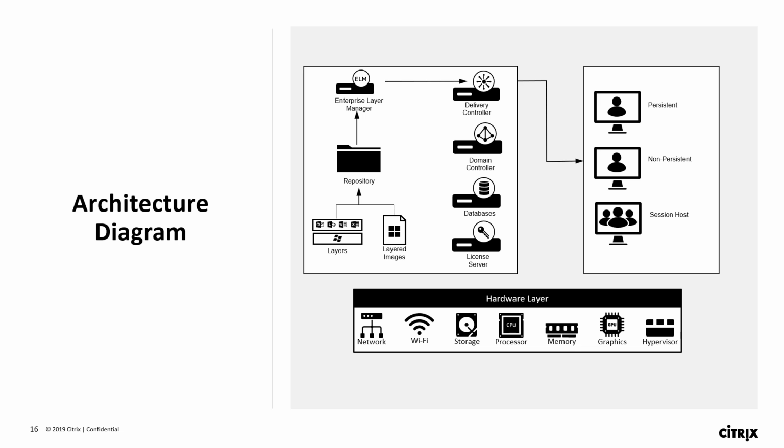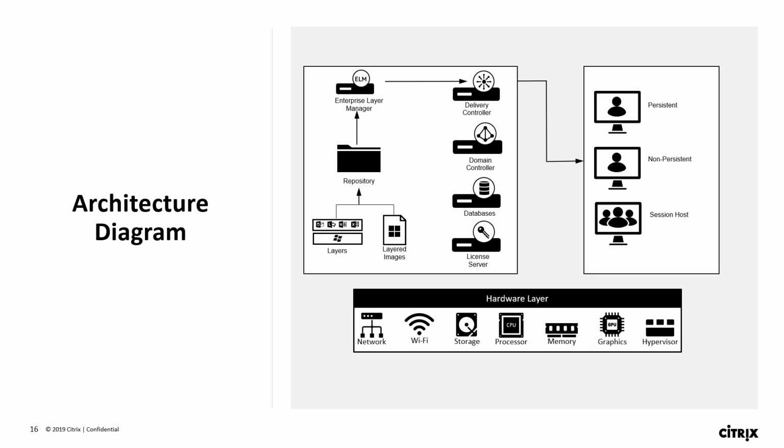And we can mix and match them in any fashion that we want, reusing the same layers in multiple layered images. Then the layered image is handed to the delivery controller, which then sends it to the hypervisor. And it's used to create the catalog. It can be used to create desktop virtual machines and Citrix virtual apps servers.